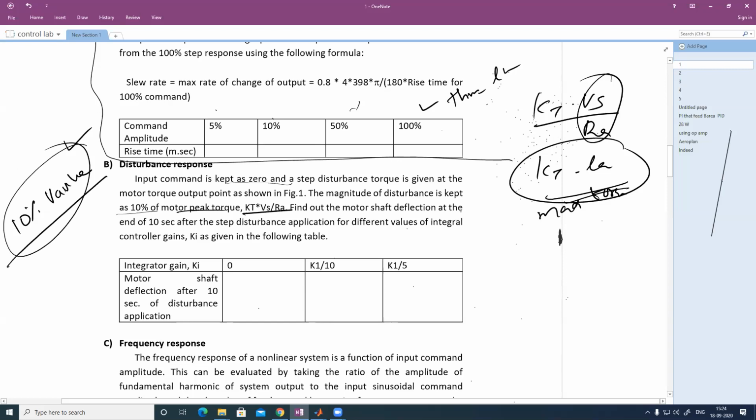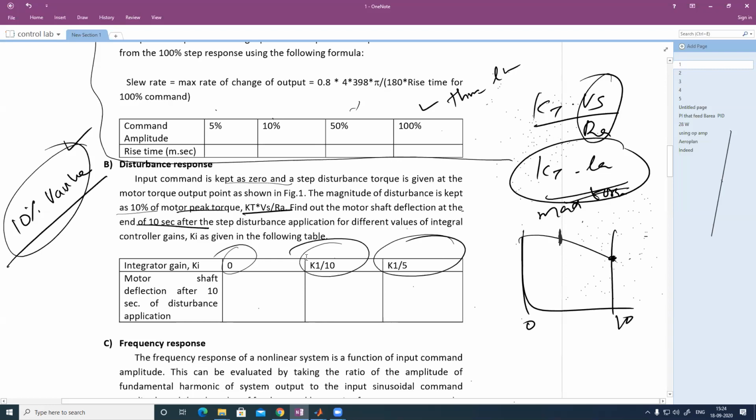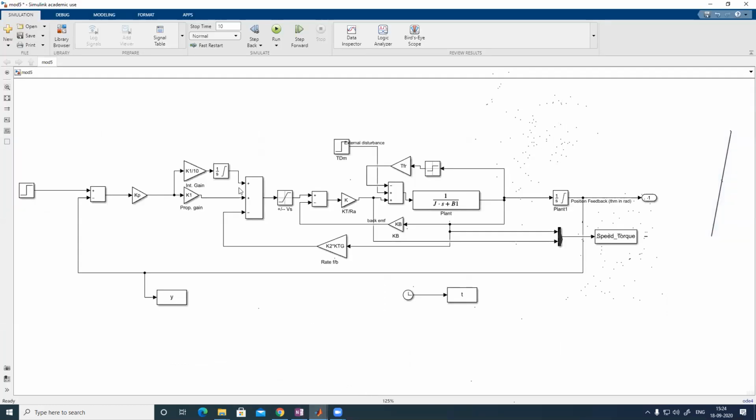And you have to find out the motor shaft deflection at the end of the 10th second. So if you are getting some response like this, at the 10th second, this is 0. At the 10th second, what is the value? You have to find out with Ki equal to 0, Ki equal to K1 by 10, Ki equal to K1 by 5. So these three values you have to note down: Ki equal to K1 by 10, K1 by 5 and 0. These three values with this external disturbance, this one is 0. And you plot y comma t, and you find out those values.